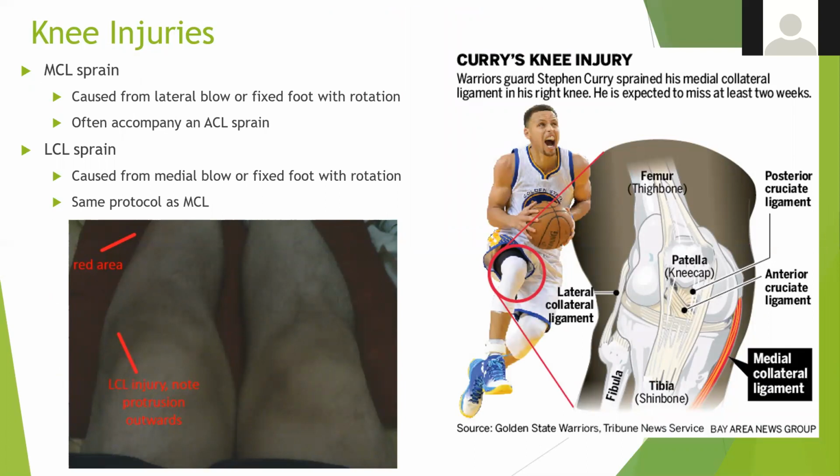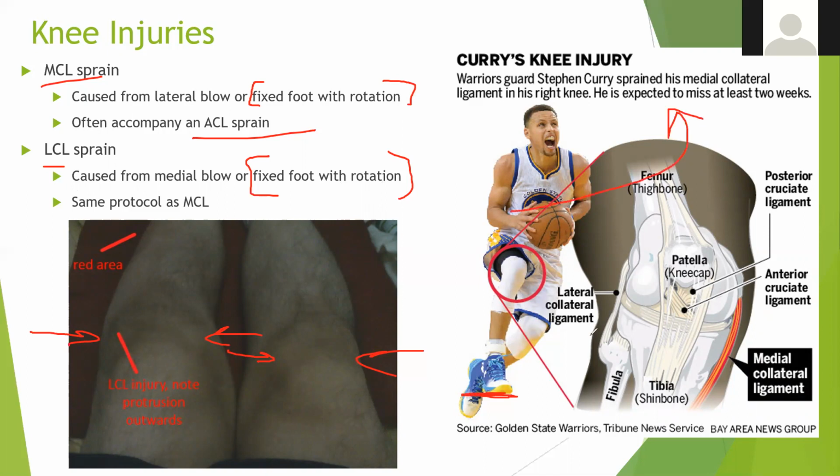If you get an MCL sprain, this usually is going to come from a hit to the outside or inside of your knee. So you get an MCL or LCL sprain from an inside or outside hit. MCL usually accompanies an ACL sprain. LCL usually by itself, it's very hard to injure the LCL. But again, fixed foot with rotation, that's the big one here. If your foot lands here and your body turns away, that is problematic. That's where you're going to have these problems.